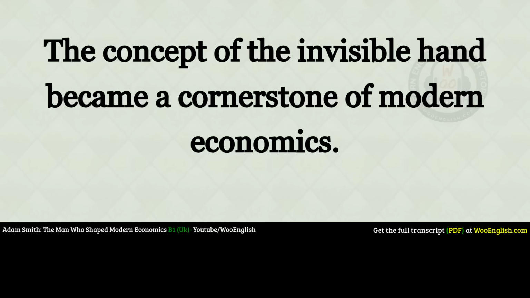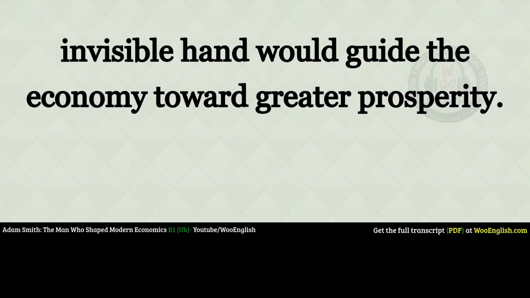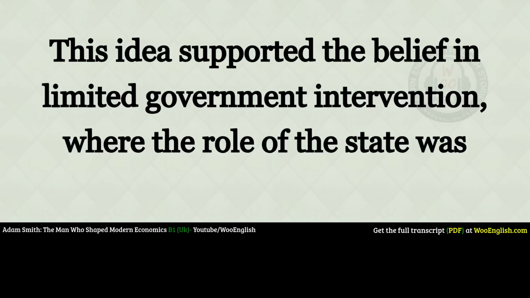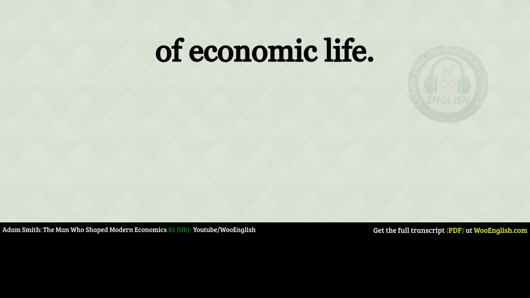The concept of the invisible hand became a cornerstone of modern economics. People started to believe that if individuals were free to pursue their own interests, the invisible hand would guide the economy toward greater prosperity. This idea supported the belief in limited government intervention, where the role of the state was to protect property rights, enforce contracts, and maintain order, but not to control the details of economic life.